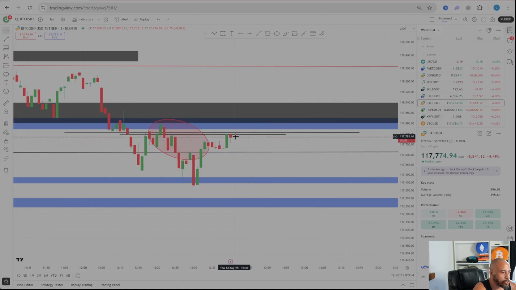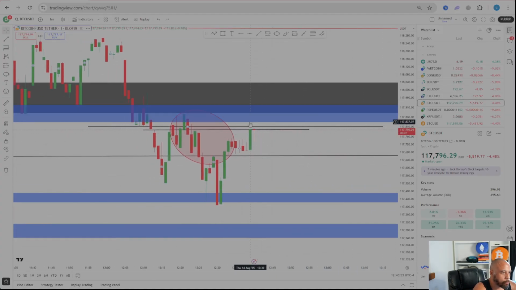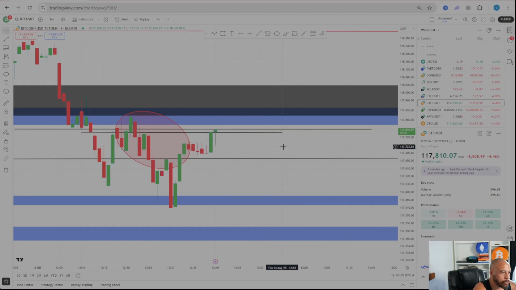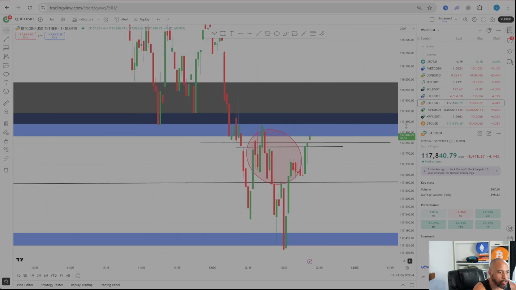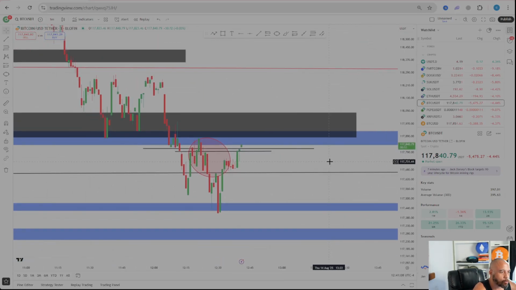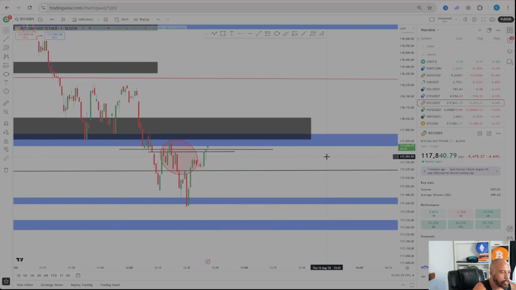So you see how it's really respecting this line here, okay? And it's pushing up. Let's see what happens when it tries to get through this previous level. Okay, cool. We're going up. That's good. This is why we don't FOMO into trades, guys.